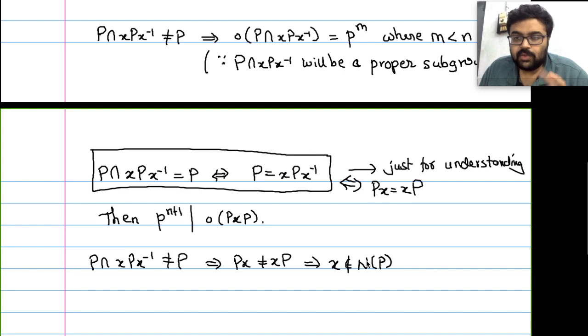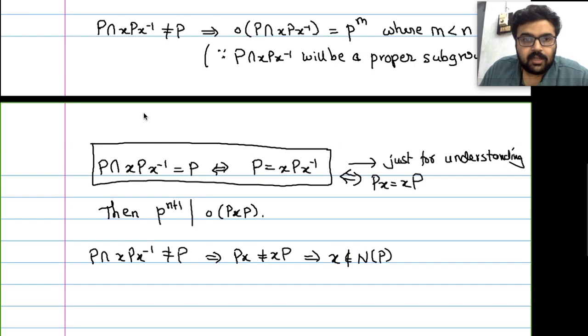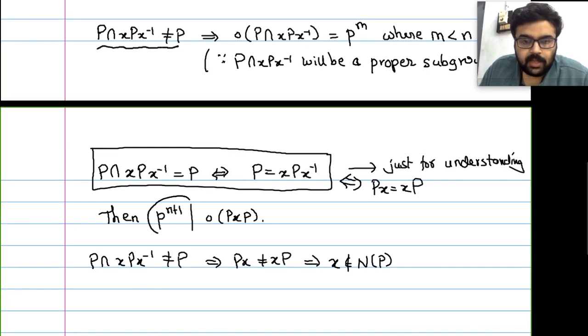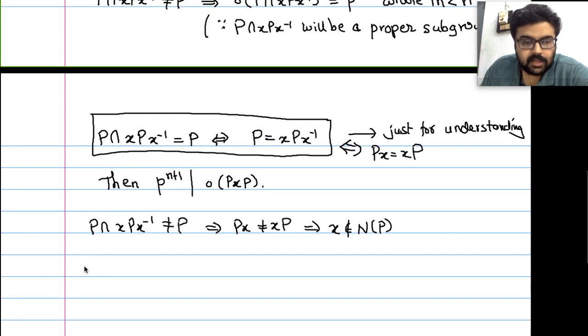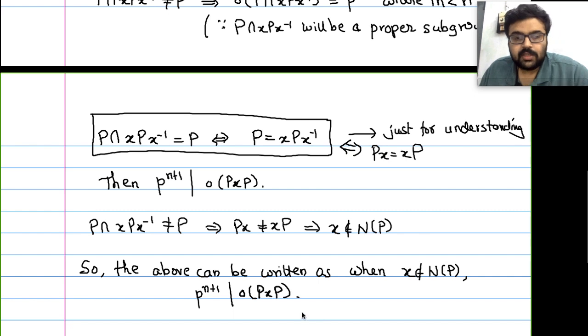Right. What is N(P)? N(P) is all those x so that the left coset is equal to the right coset, the normalizer. We have done this last time, the normalizer. So when I say that this is not equal, what have we got? p power n plus 1 divides the order of PxP. So instead of writing this is not equal, what we write is x is not in N(P). So the above can be written as, when x is not in N(P), then p power n plus 1 divides the order of PxP. Right, so this is one thing.